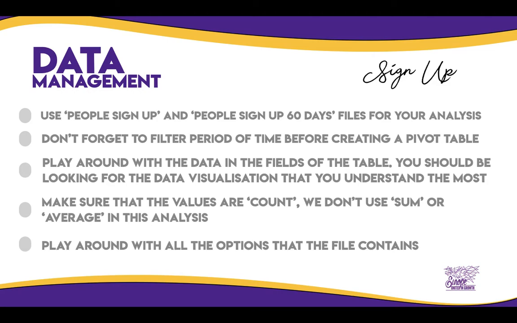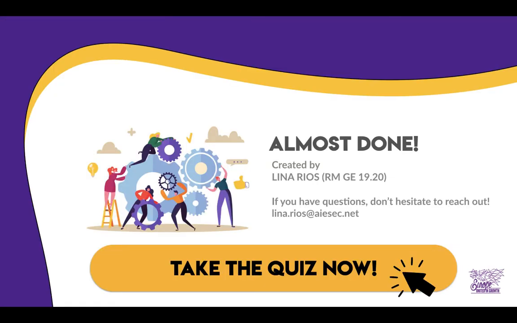So, reminders: use people sign up, and people sign up 60 days if you just want to do the analysis for the last 60 days. Don't forget to filter the period of time before creating the pivot table. Don't be afraid to play around with the data in the table. You can move around the filters and the rows and columns just to have a different display of information. Make sure that you are counting, because there are also options to sum and average, but in this case we need to count. And yeah, just try it. Curiosity is the best way to play with this.